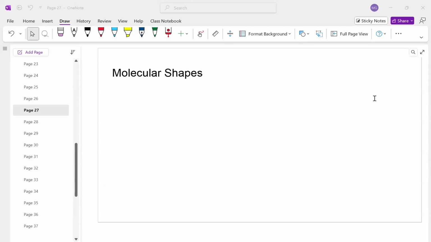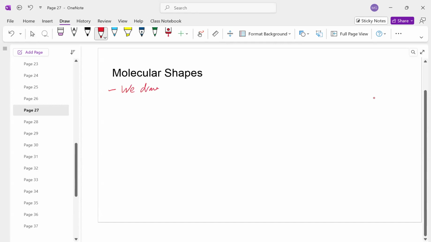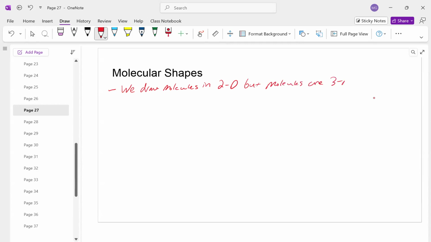So one of the most important aspects to know about a compound is its molecular shape. It's important to know that even though we draw molecules in two dimensions, because that's what we're limited to on a piece of paper or on a screen, these molecules, though, are three-dimensional objects. And how they occupy three-dimensional space is very important to its properties, chemical and physical properties, as well as how it reacts.